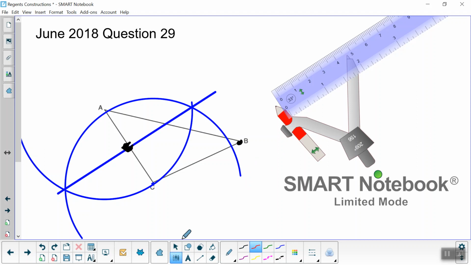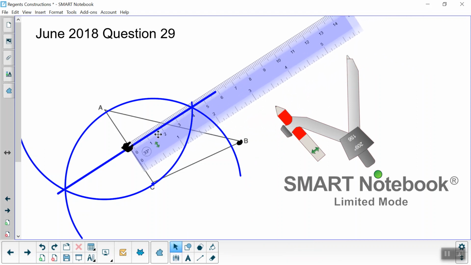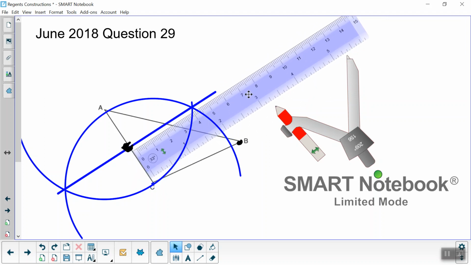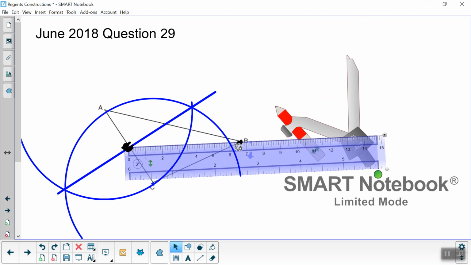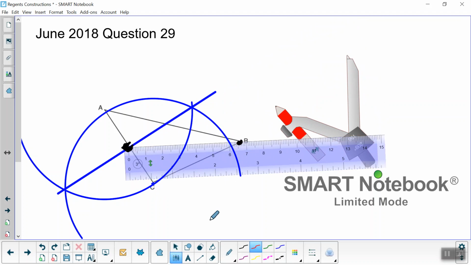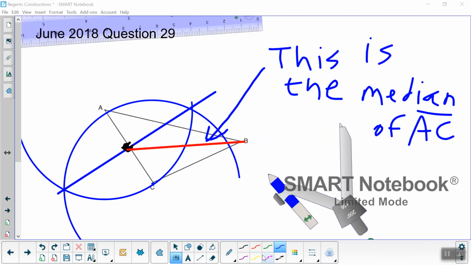Take our ruler again, line it up with the midpoint of segment AC, then line it up with the vertex of angle B. Draw a straight line. Oops. Not getting a good straight line. One second. Sorry for that pause. You draw a line from the midpoint of AC to point B, which is this line I just drew in red. It's not an easy line to get on a digital program, so I had to pause for a bit.